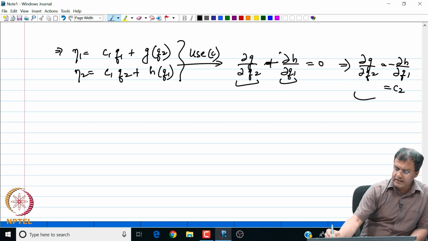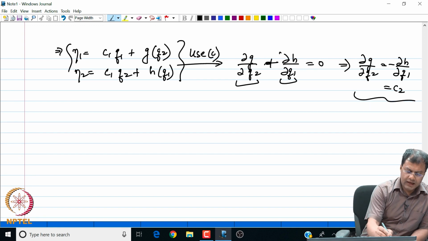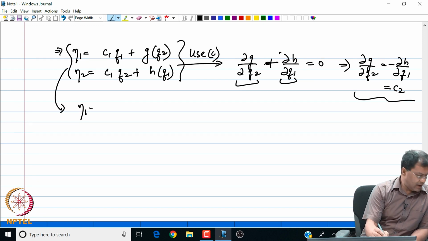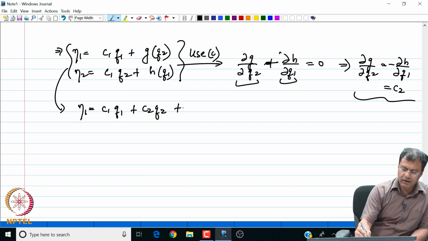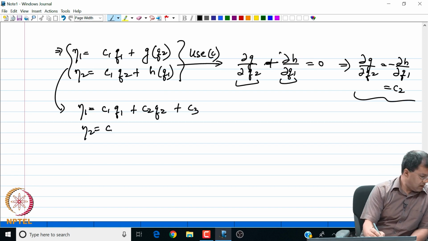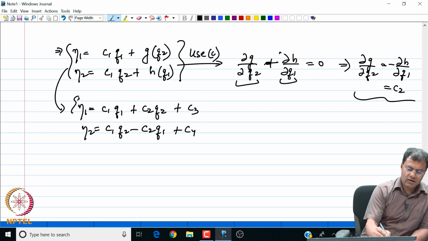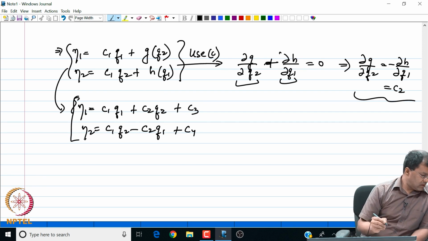So, I can integrate this relation, and from here I get that eta 1 is C1 q1 plus C2 q2 plus C3, and eta 2 is C1 q2 minus C2 q1 plus C4, right. So, this is a straight line with respect to the variables q1 and q2.